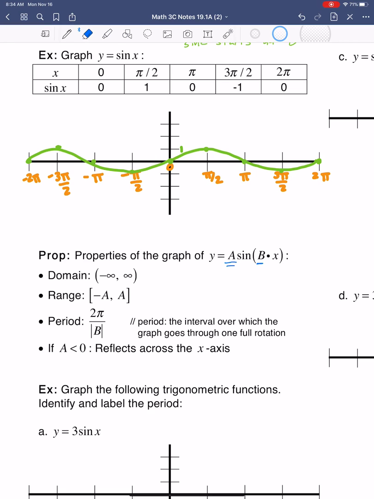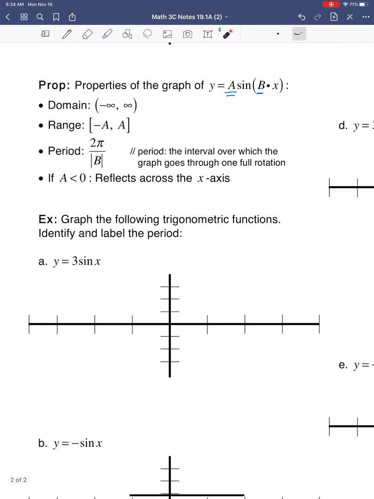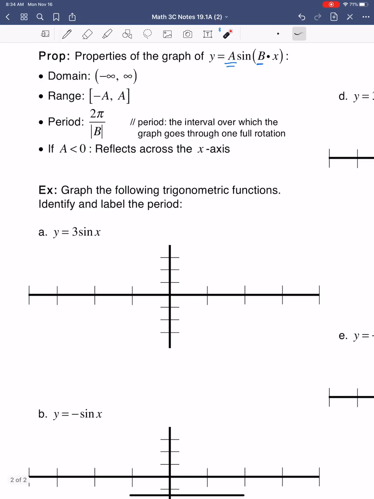So that's one full cycle there, and it took us 2 pi to get through that one full cycle. And that's the standard part. But what might happen is they might start to scrunch this thing up and make it smaller, so you have to get through one full cycle in a smaller amount of time.